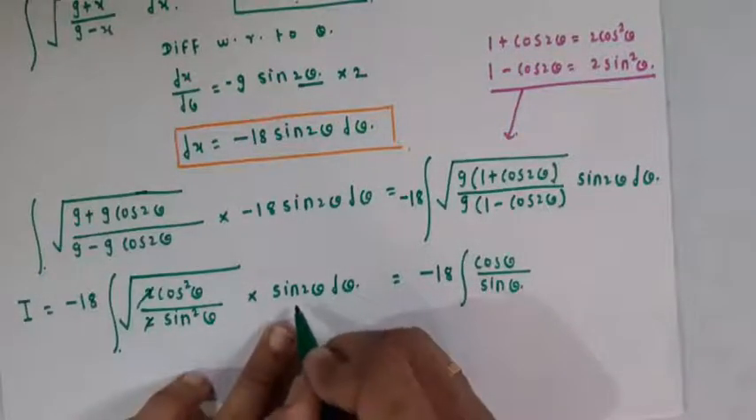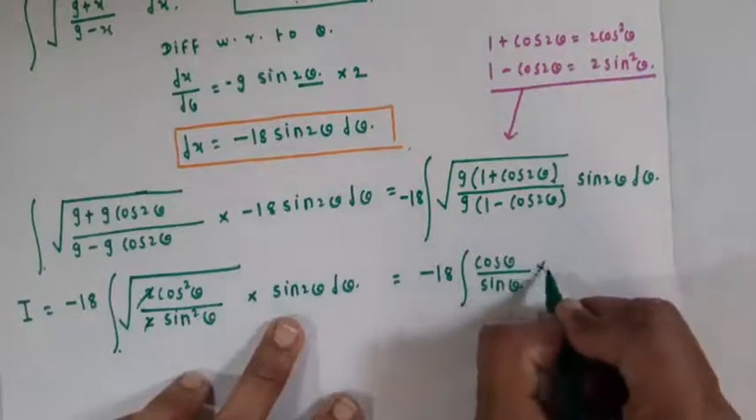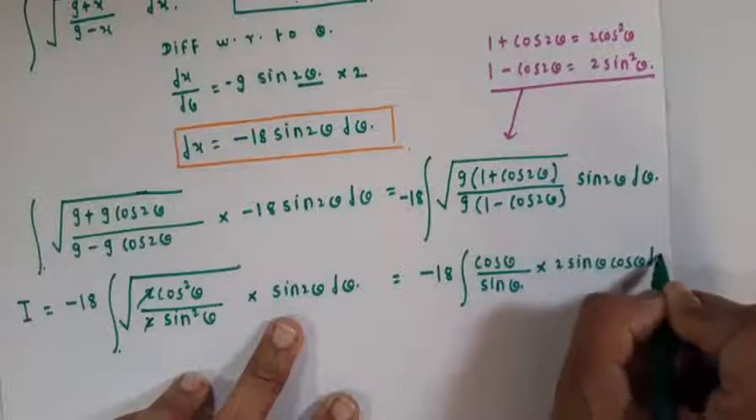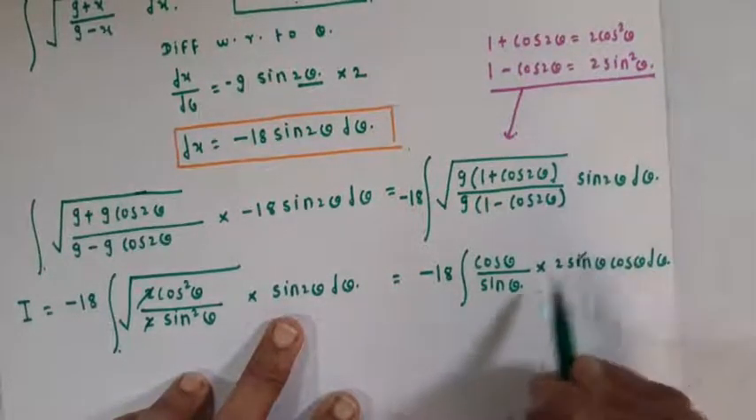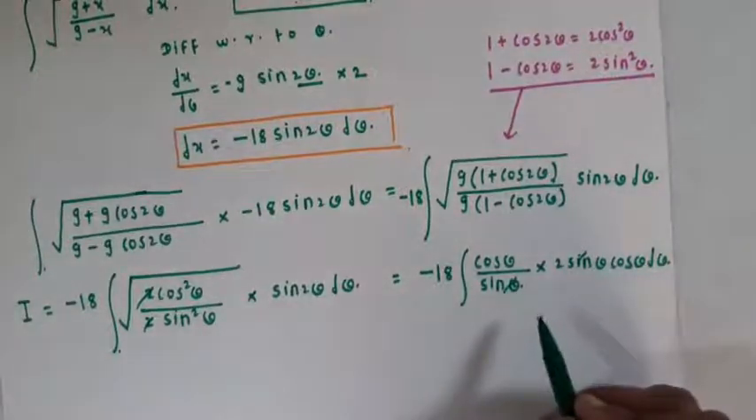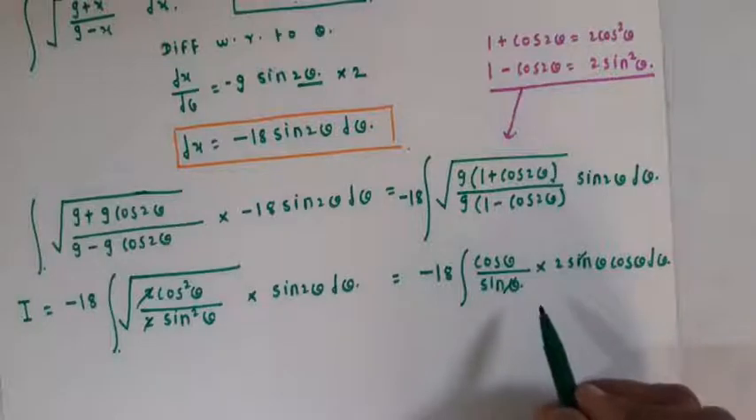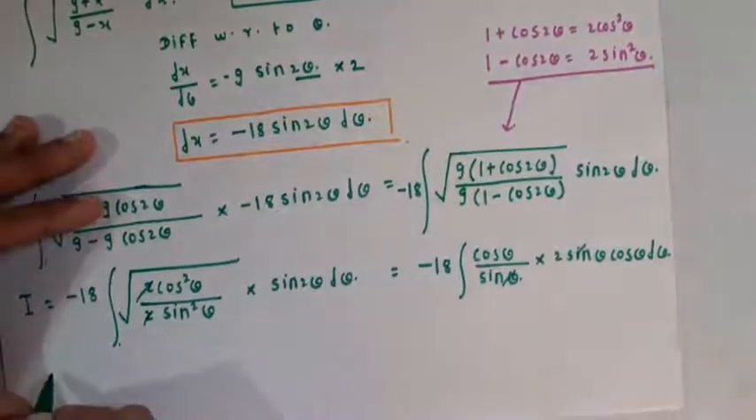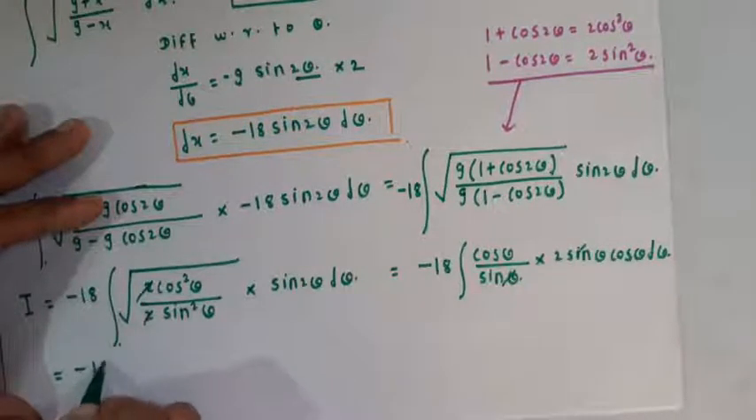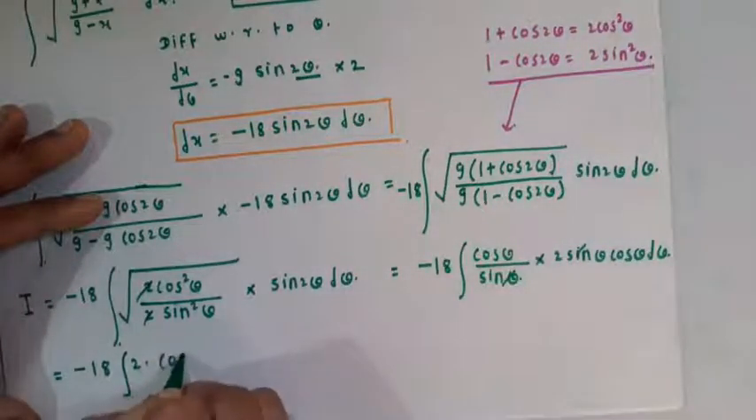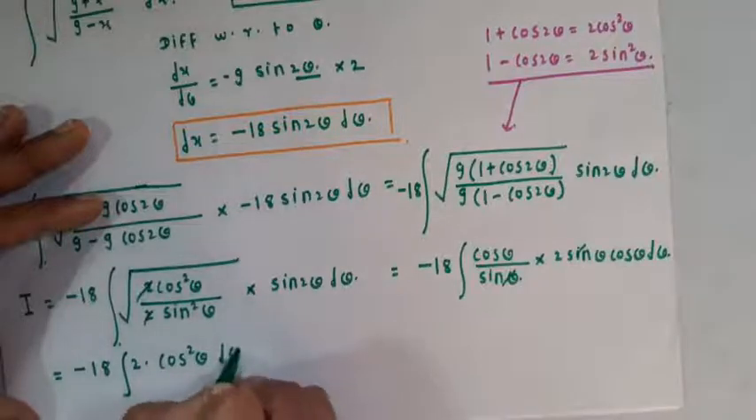And we also know the formula for sine of 2 theta is 2 sine theta into cos theta. So this sine theta gets cancelled, and now we will get the integration of minus 18 outside the bracket, the 2 is also there, and that is cos theta into cos theta, that is cos square theta with respect to theta.